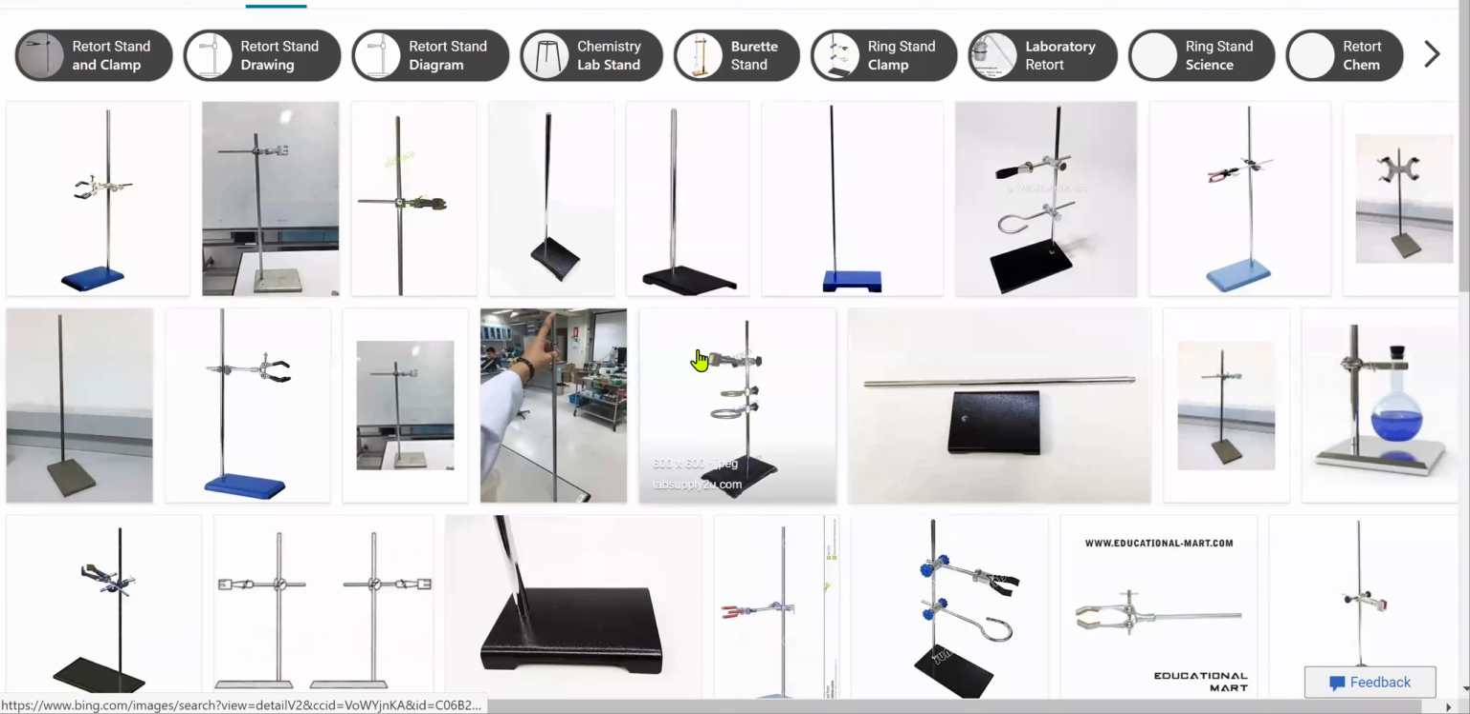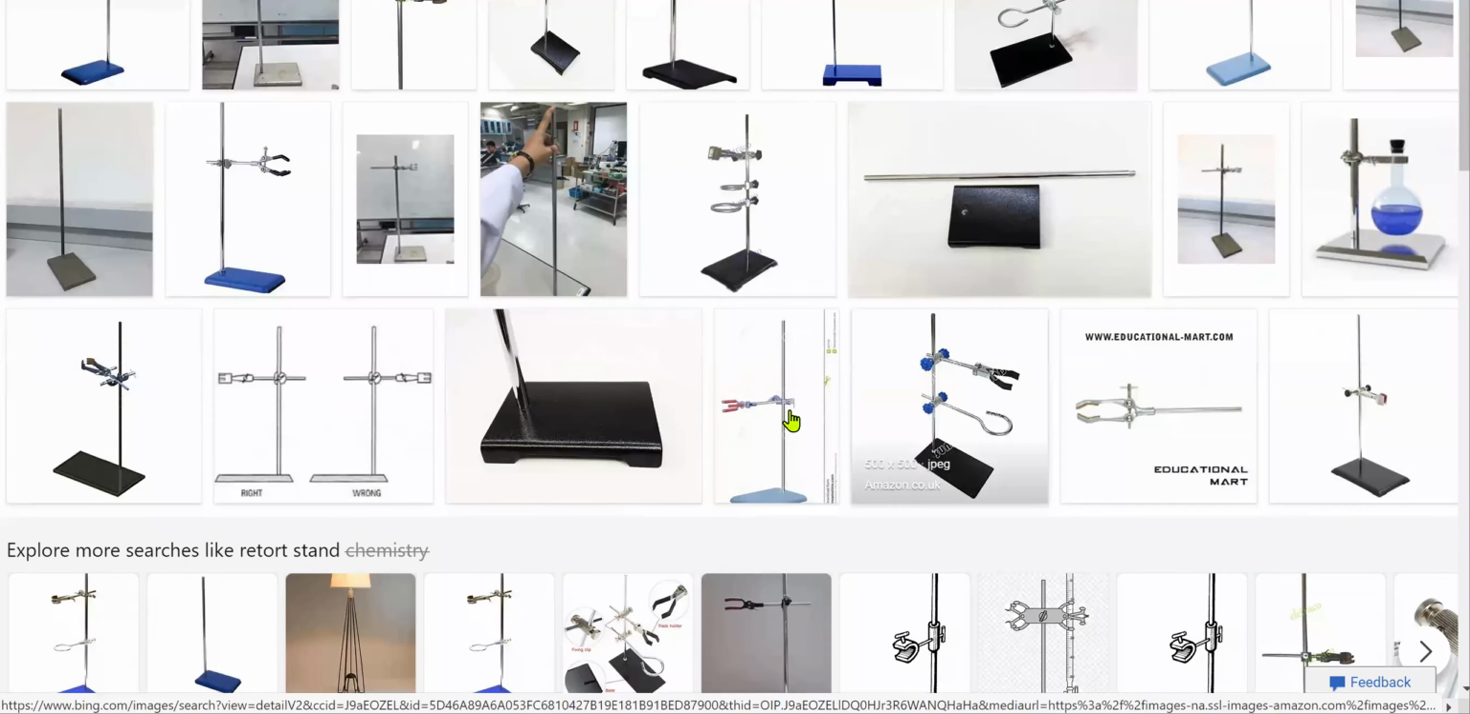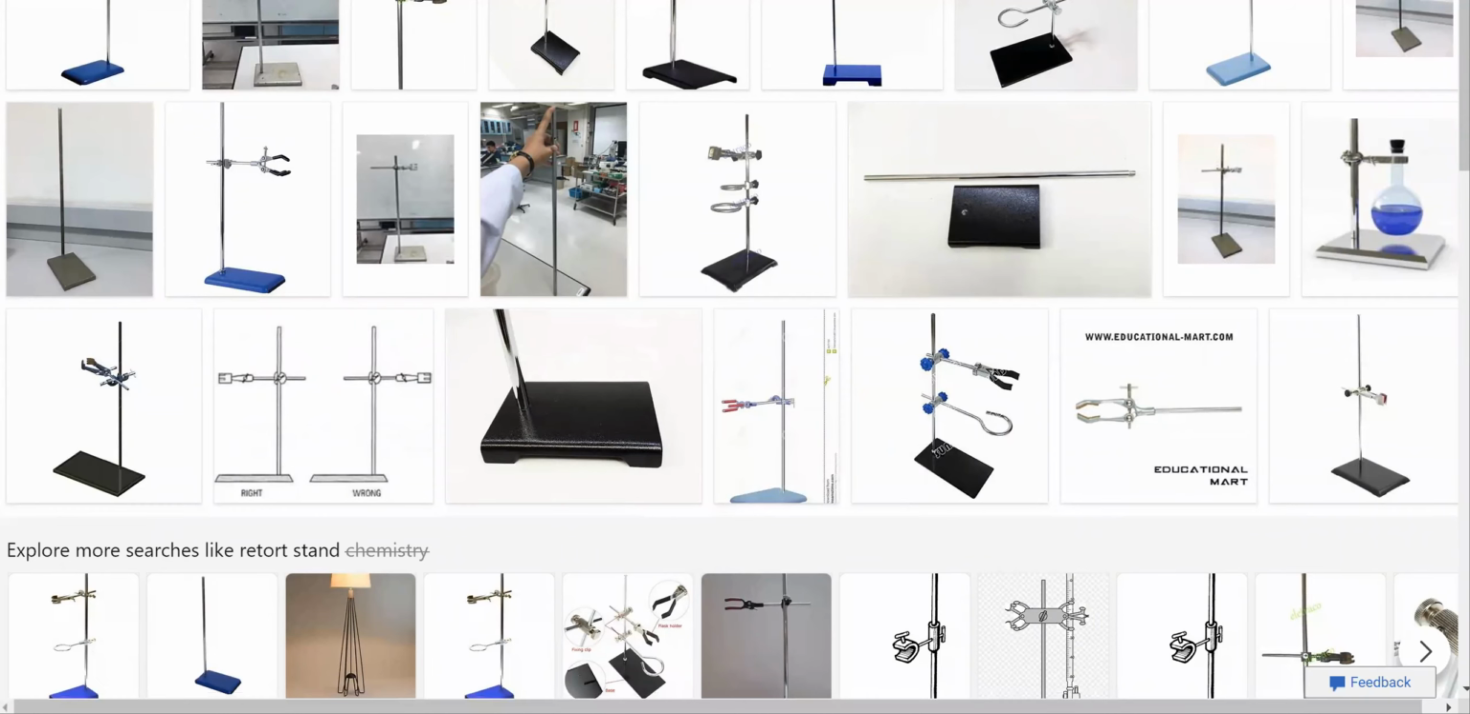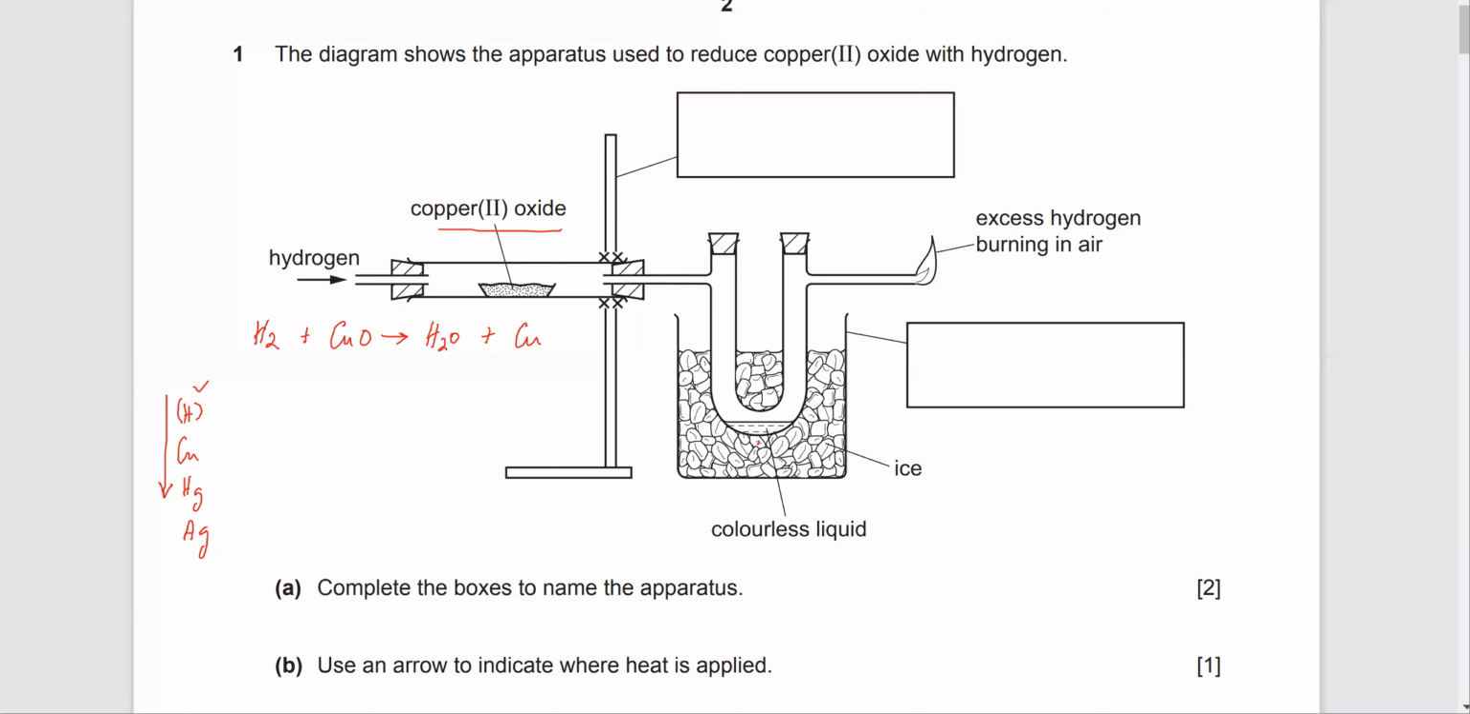Okay, these are the retort stands. So it has different clamps on it. It's used to hold apparatuses. Most importantly, it's used to hold a burette. A burette is usually held with a retort stand. Coming back to the paper, this one is a retort stand. And what's the name given to this apparatus? This is a beaker. It's usually used as a container.